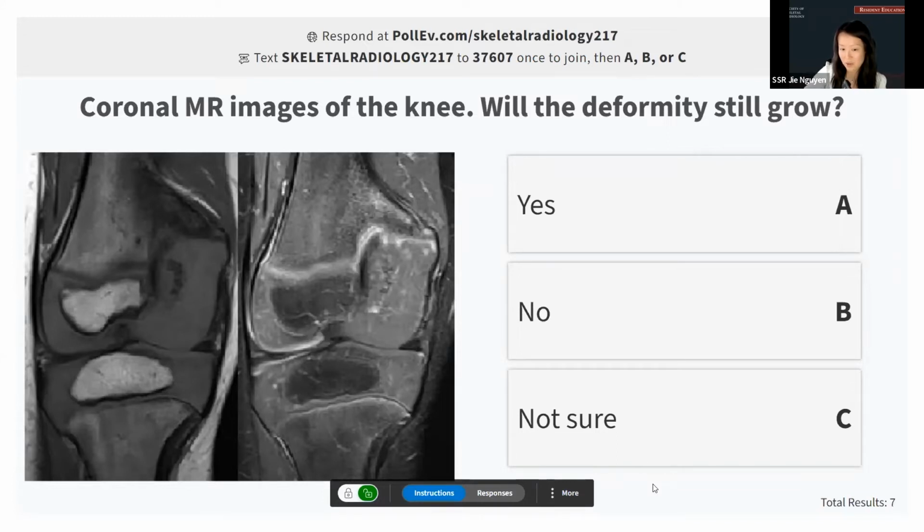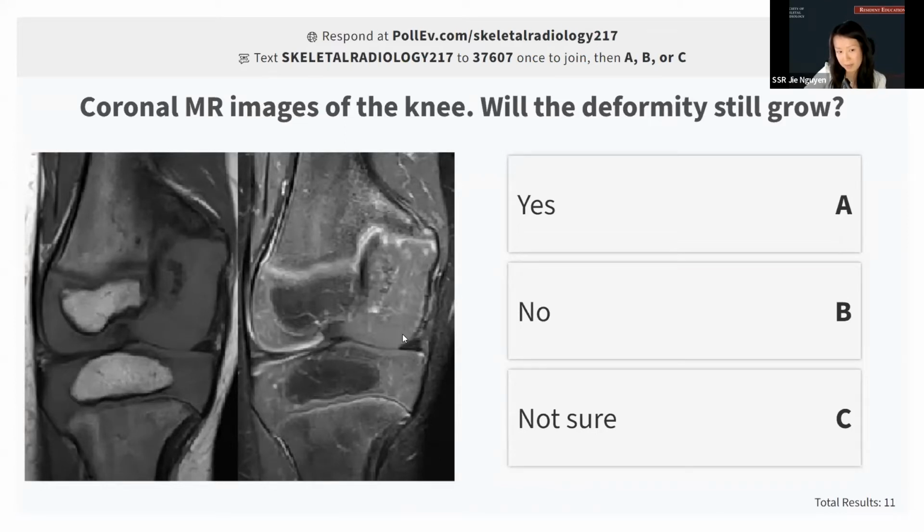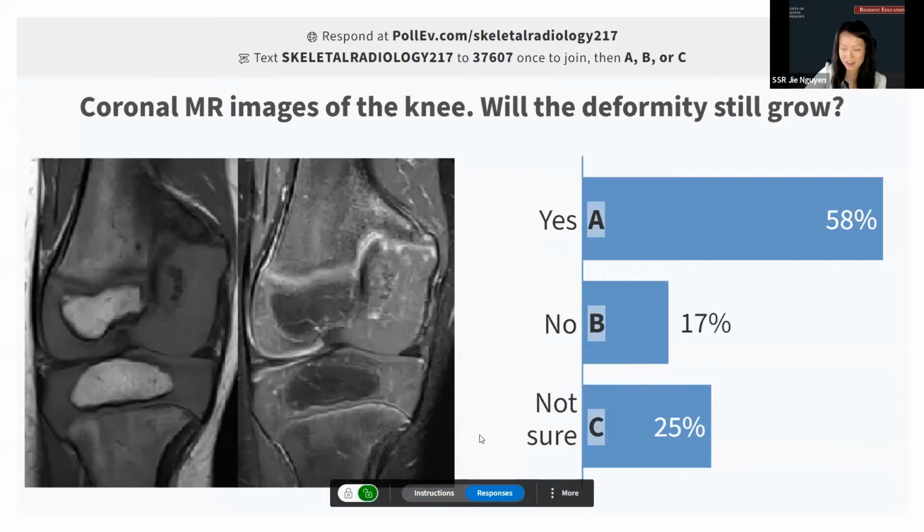I'm hiding everyone's responses. I have a fat image on the left and a fluid sensitive image on the right. I'm showing you this area of deformity, and I'm going to talk about what each of the structures means. Let's see where you guys are. Oh, very good. Okay, so most of you got it right.